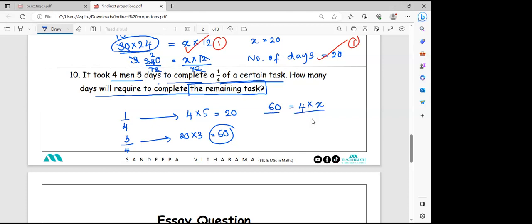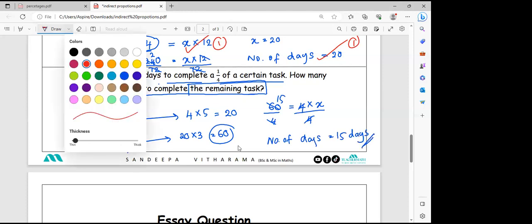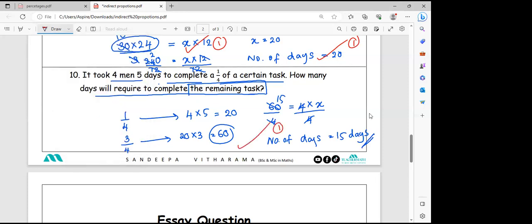Then you can divide by this 4. 60 divided by 4 is 15. That means the number of days equals 15 days. Have you got this answer? Yes, please. 1 mark, 1 mark.